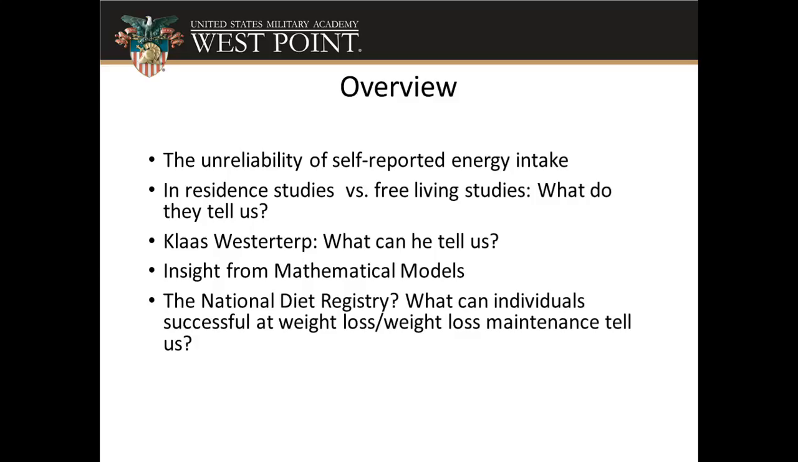Then, I'm a mathematician, so I'm going to show you some insight that we can gain using mathematical models, but I will not show you any equations. I'm just going to show you some interesting things that we can derive from those mathematical models. And finally, I don't want to have a message where it shows that you can't do anything about your weight. There is something called the National Diet Registry, where you can sign up if you've lost weight and kept it off for a period of 1 year. So there are successful weight loss maintainers, and they have some characteristics that are very similar among these individuals. I'm going to show you some really neat things about that study and leave you with that.